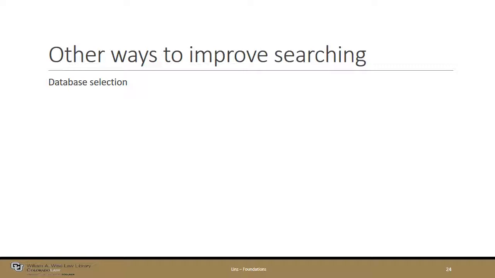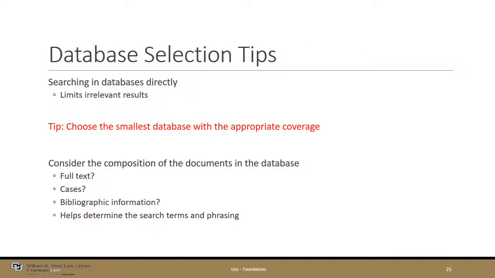But there are other ways to improve searching, and that really is database selection. What we want to do here is choose a database that contains the smallest amount of appropriate coverage. We don't want to have in the database any documents that we know are not going to be relevant to our search results. So for example, if we're looking for 10th Circuit cases, while we could find 10th Circuit cases in a federal cases database, we would be better off searching in just a database of 10th Circuit cases, because running that search within the all federal cases database is going to retrieve cases from the other circuits and from the US Supreme Court, where really what we want is just the 10th Circuit and yes, probably also the US Supreme Court. So we'll just run the search in that narrow database to improve our search results.